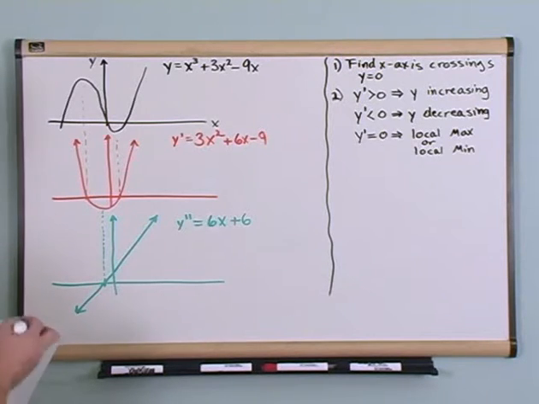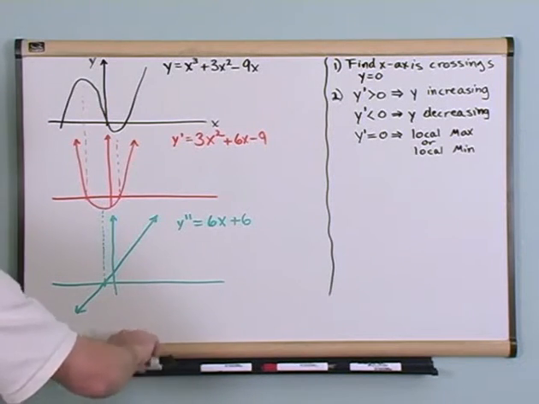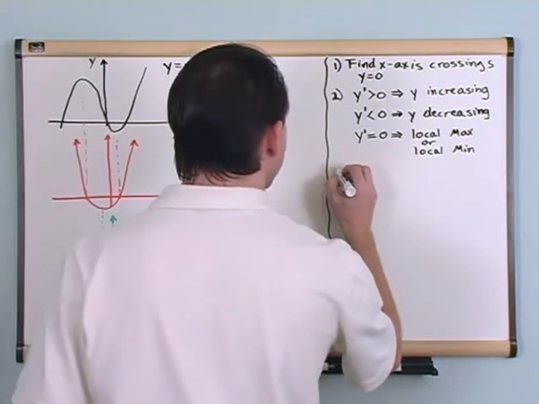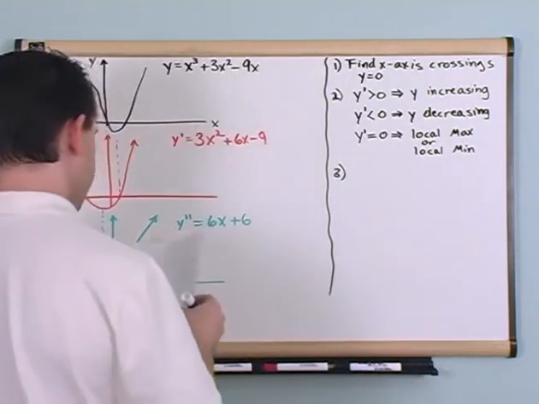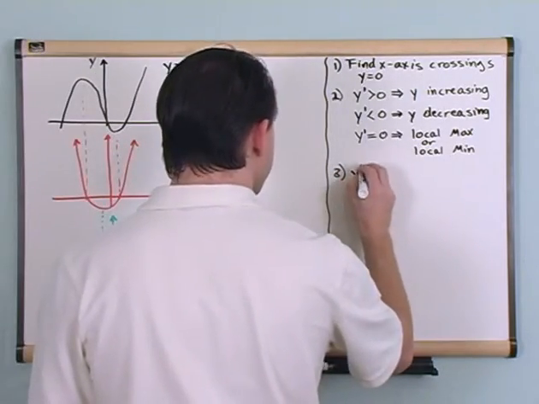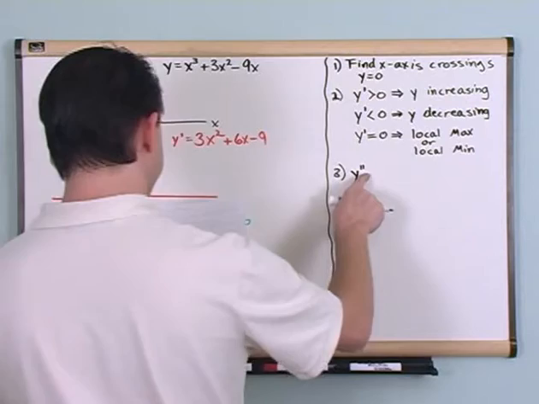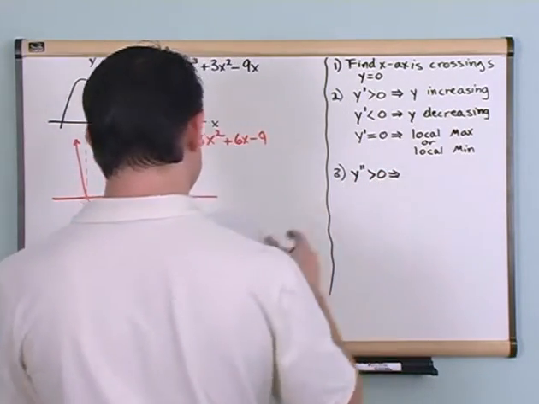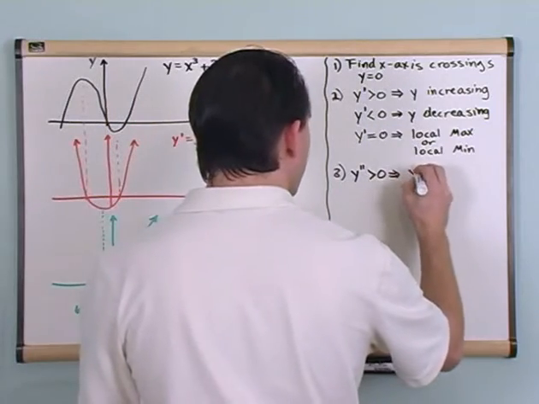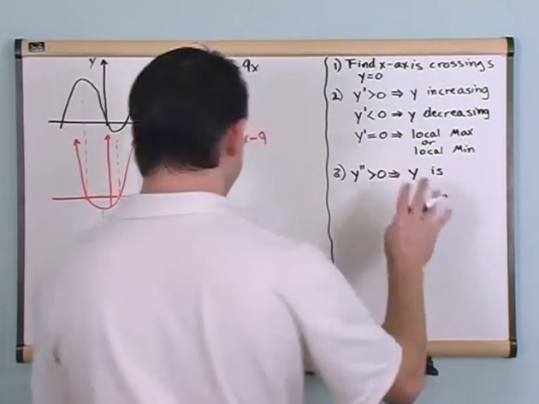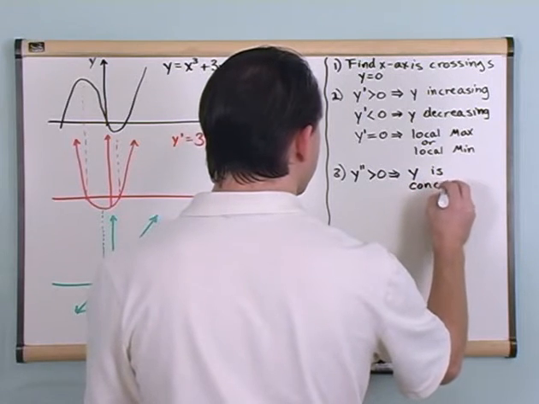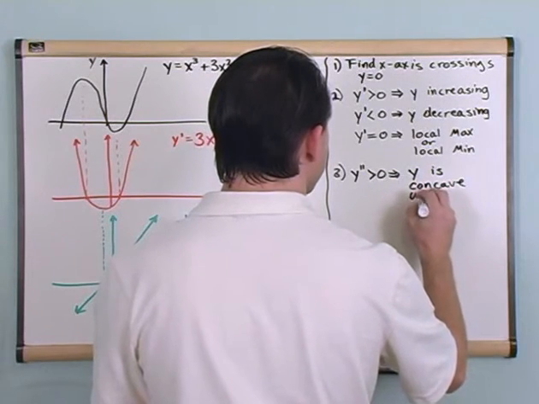So you can use that. Now, let's learn from this. What you can learn is if the second derivative is greater than 0, then what does that imply? Then the original function y is, and I'm going to explain this term in a minute, concave upward.